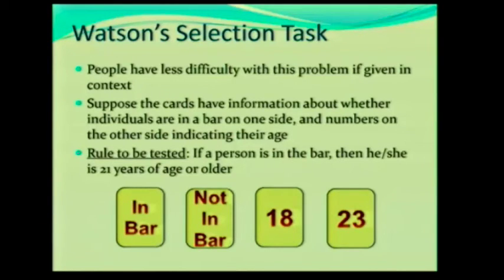So here's the rule to be tested. If a person is in the bar, then he or she is 21 years of age or older. Now, what cards do we need to turn over? In bar and 18. Okay, in bar and 18. Everyone agree? It was a lot easier, wasn't it? Now you feel brilliant.